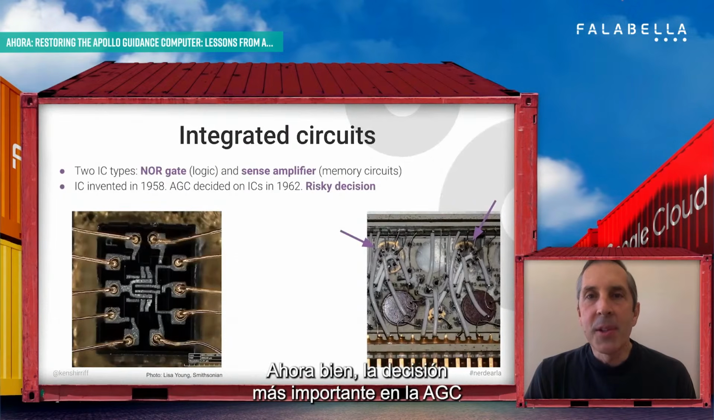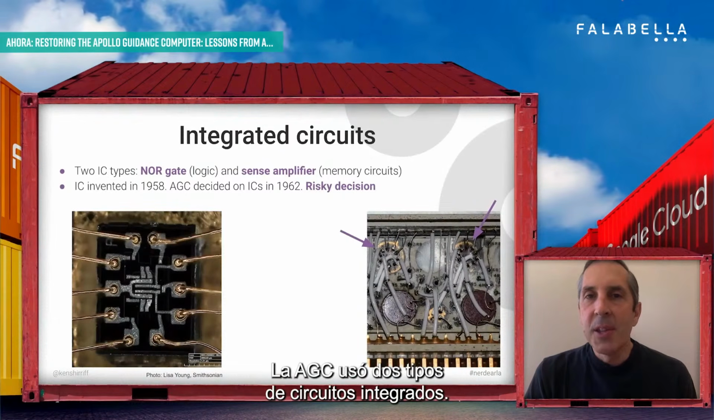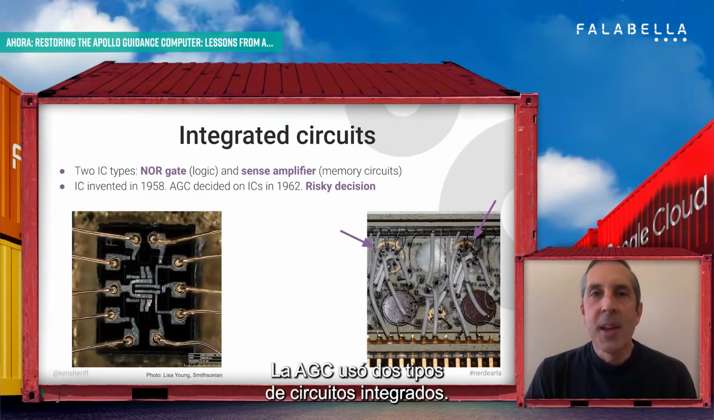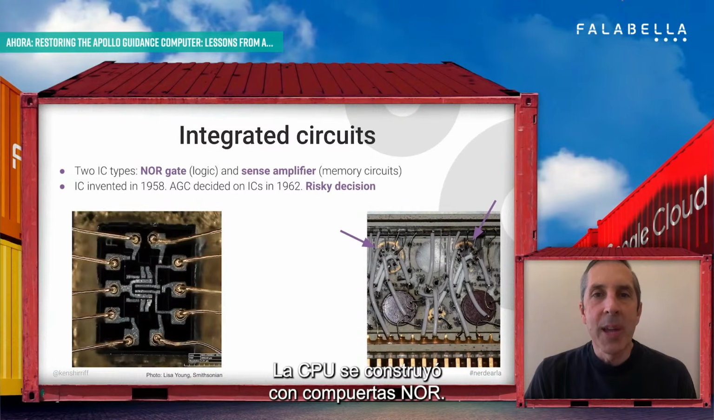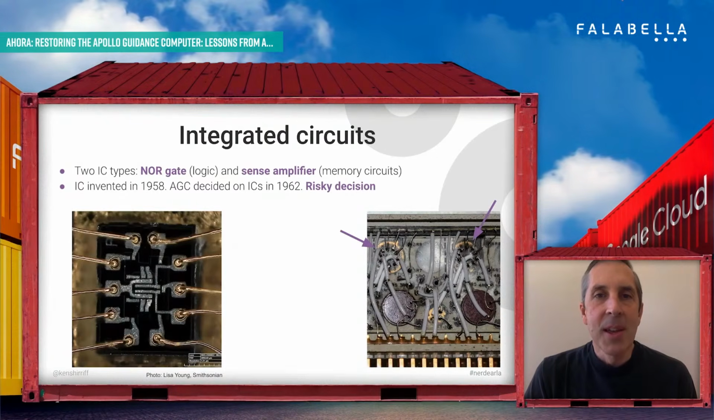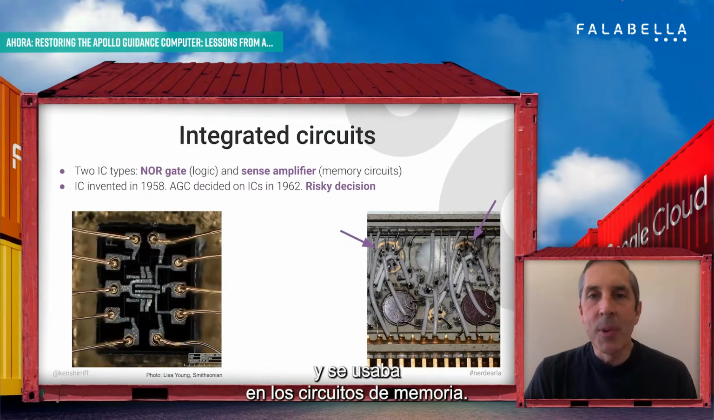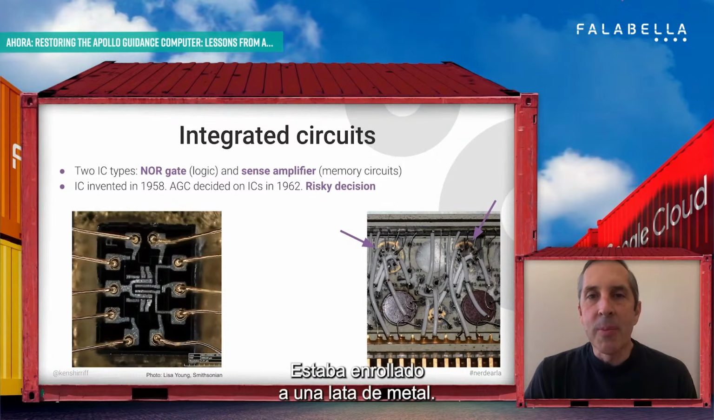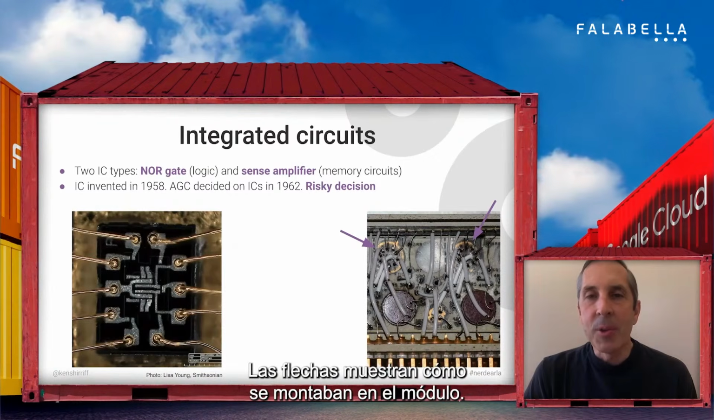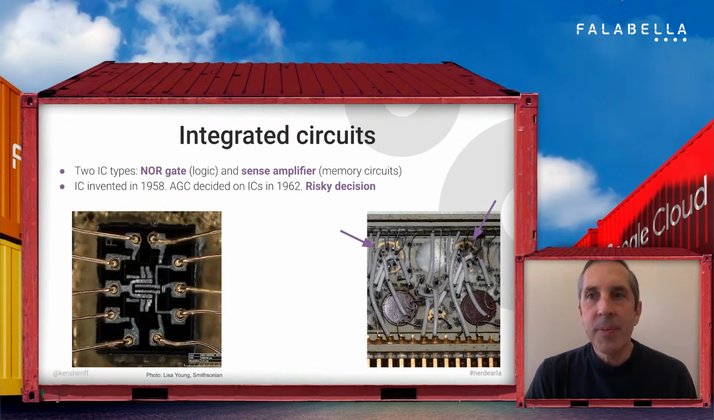Now, the most important decision in the Apollo guidance computer was to use integrated circuits. The AGC used two types of integrated circuits. The CPU is built from NOR gate integrated circuits. The photo on the left shows the die of one of the NOR gates. The second type of integrated circuit was the sense amplifier used in the memory circuits. It was packaged in a round metal can. The arrows in the second photo show how these integrated circuits were mounted in a module.